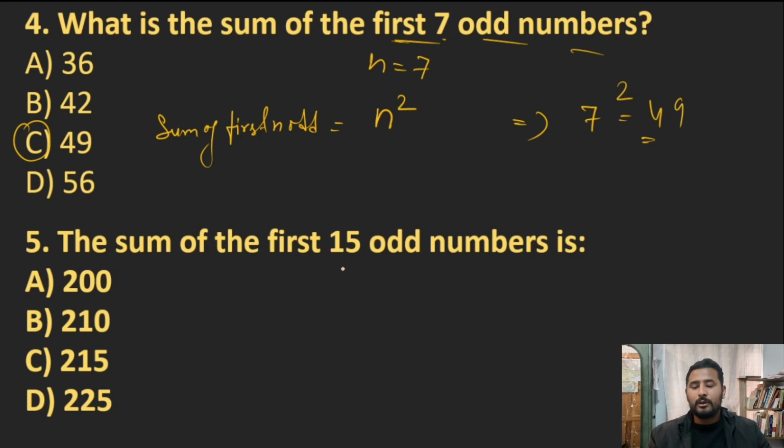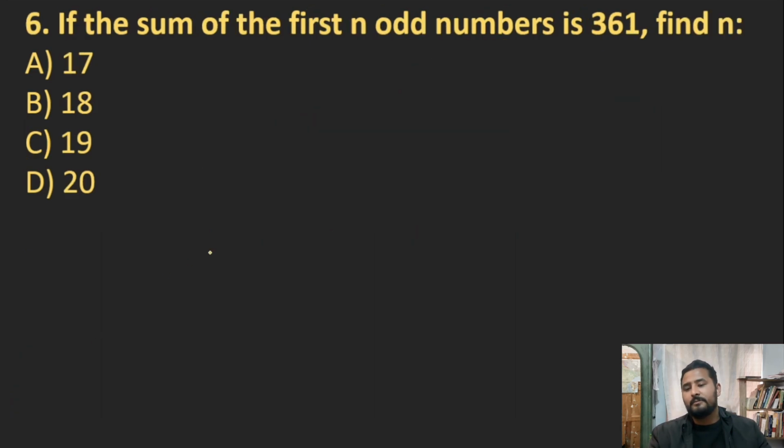So without doing anything, when you have to find the sum of the first 15 odd numbers, or the sum of the first n odd numbers, just square it. Okay, odd numbers, remember, odd numbers. So 15 square is how much? It is 225. I hope it is clear. Let's go to the next question.